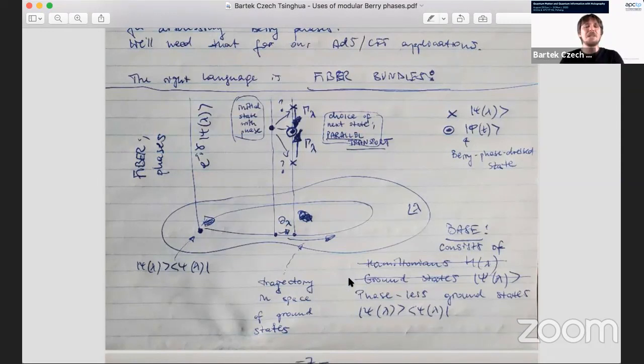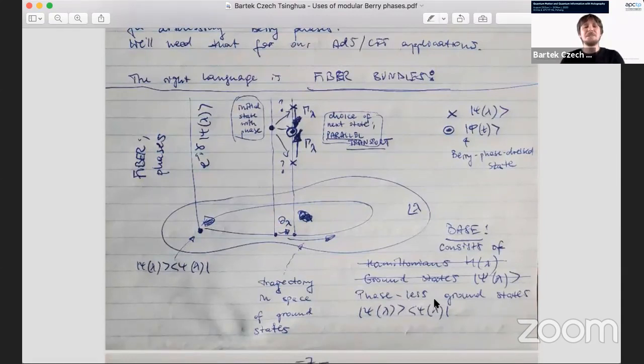On the other hand, we really would like something that only is sensitive to what the ground state is doing. But we can't choose the base to be just ground states themselves, because they are ambiguous by a phase, and the phases are already included by the fiber directions. And so the base is going to consist of phaseless ground states, defined up to a phase. A fancy way of saying it is that this is the projectivized Hilbert space.